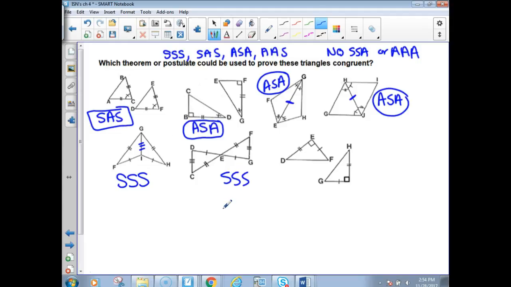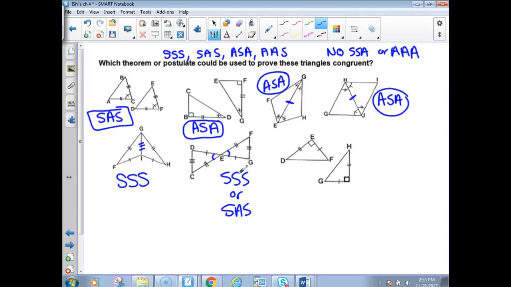Emily? Vertical. Kenny said it. Carolyn, I heard you guys. Thank you. Yep, you could mark these vertical angles congruent, which would be, let's see, what other one? Side, angle, side. I heard somebody. So you could do SAS.